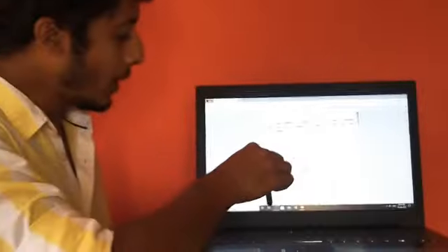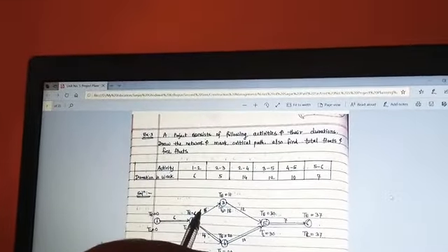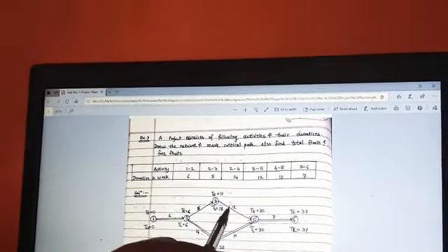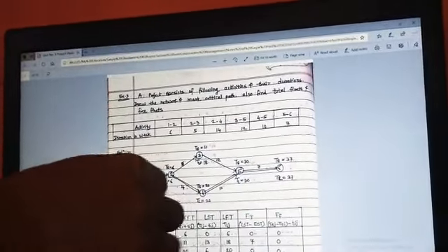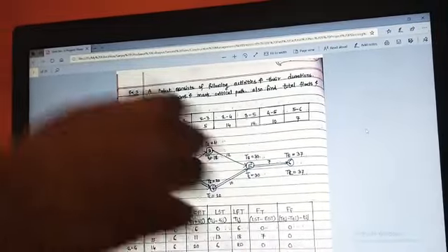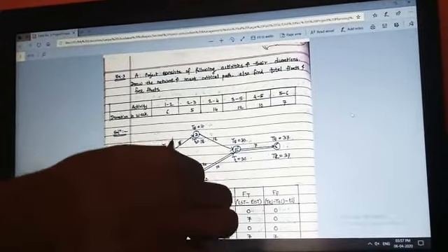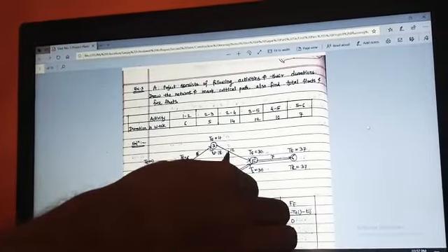Let us consider the first way, 1 to 2, 2 to 3, 3 to 5, and 5 to 6. Considering the duration, from 1 to 2 the duration is 6, from 2 to 3 it is 5, from 3 to 5 it is 12, and from 5 to 6 it is 7. If you add all these four numbers, what is the answer? 6 plus 5 is 11, 11 plus 12 is 23, 23 plus 7 is 30. Please remember this number.